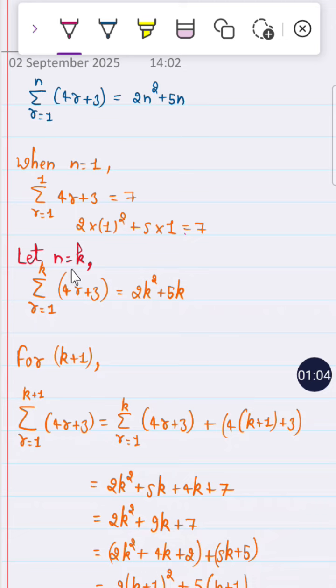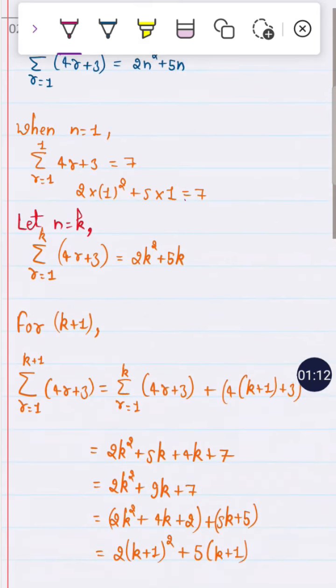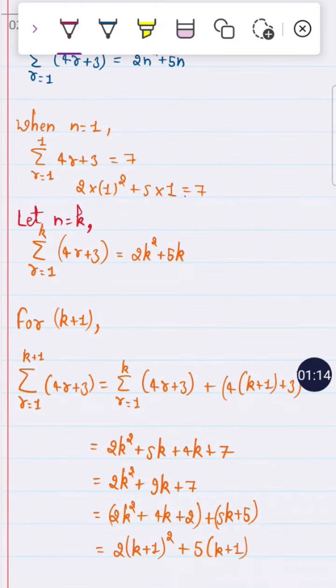Let for n equals k, we assume that the sum is 2k square plus 5k. Now we can write that for k plus 1, if it is true for k plus 1, then it is true for all the series terms, the sum equals 2n square plus 5n, right? Now put k plus 1.